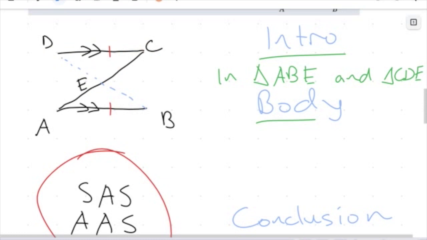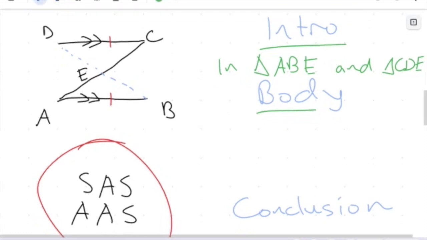Now in my body, I'm going to start giving reasons for why I think these are congruent. So to do that, let me underline this here. I know I'm going to be looking at either side angle side or angle angle side. In writing my proof, it's up to me to decide which bits of information I'm going to use and what I notice from the diagram that's going to tell me whether it's side angle side or angle angle side. So I'm just going to look at my diagram and see any things that I can pick up.